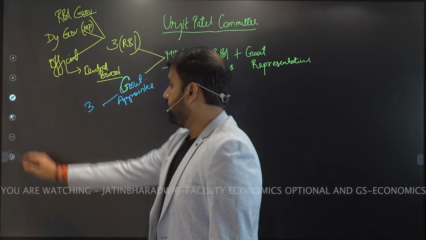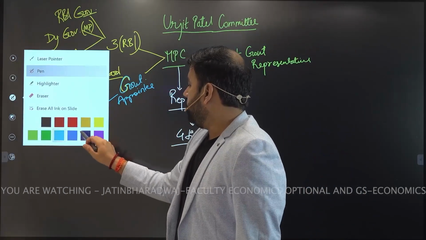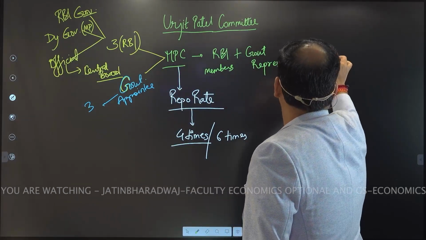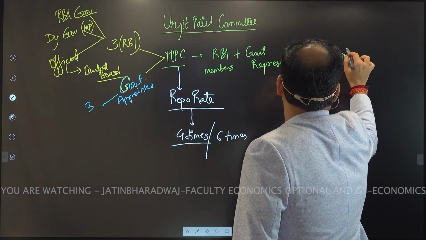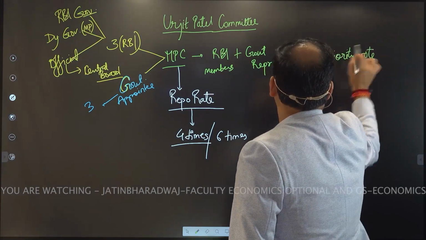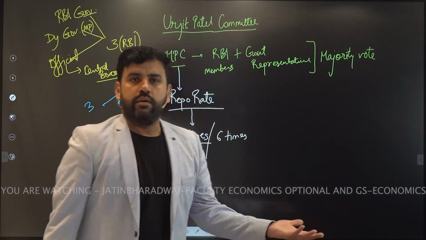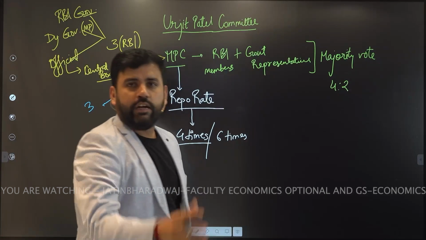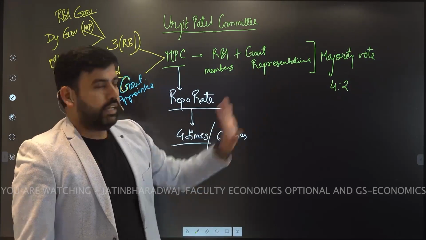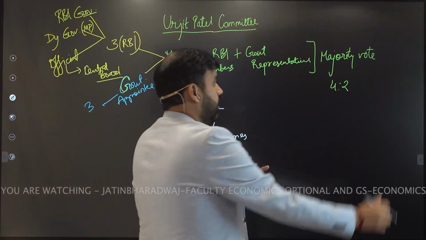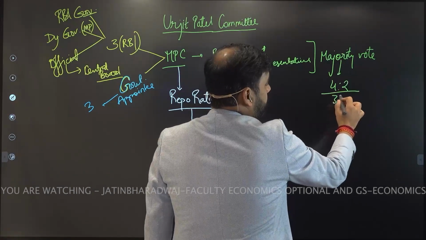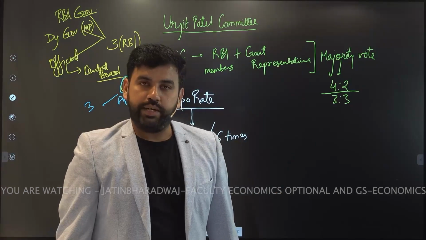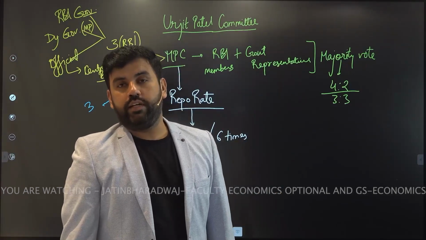How do they decide? The decisions of the Monetary Policy Committee are taken by majority vote. What's the majority in 6? 4:2. It cannot be 3:3, right? So that's the majority. But what if there's a case of 3:3? 3 people say increase the repo rate, and the other 3 say don't increase the repo rate. What is going to be the condition then?